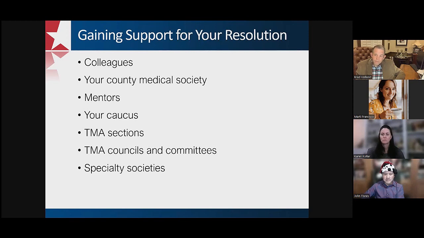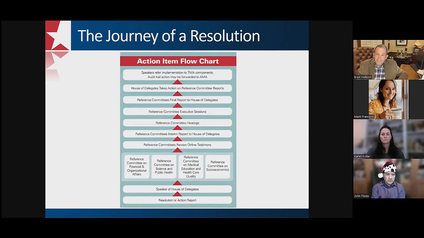Very good. So if we're talking about a resolution, what's the standard path that a resolution takes? This flow chart works from bottom to top, where you take a resolution or an action report, as we talked about, and that is introduced by the deadline, which is coming up in a few months. I think Marty can probably help us with the exact date of it. I'm not recalling it all of a sudden for 2023. But it is introduced by that deadline to the speaker, the speaker's office, and the House staff.